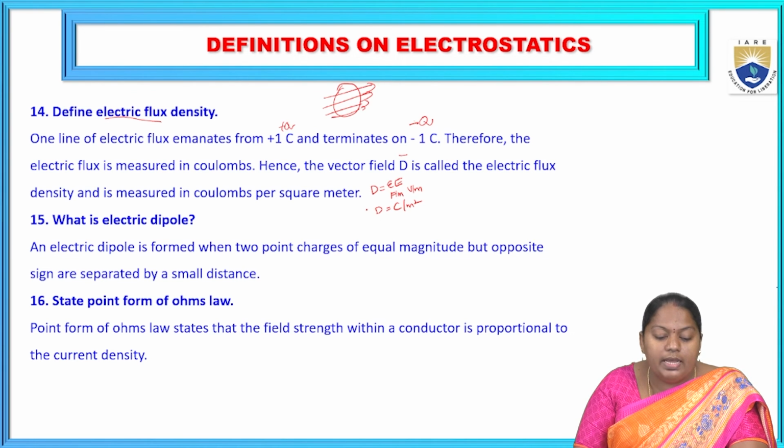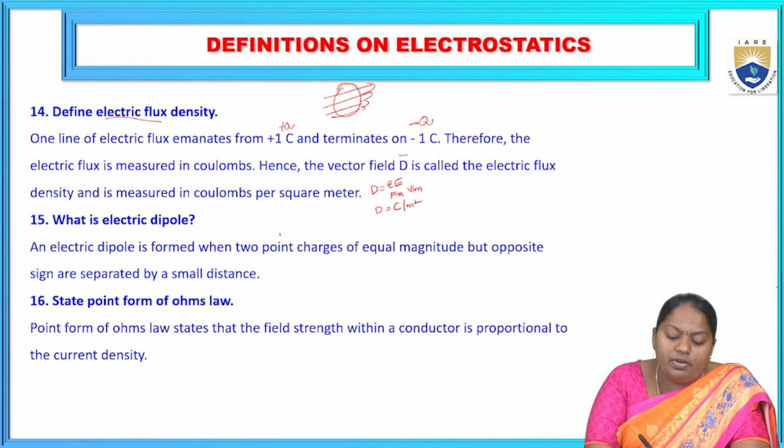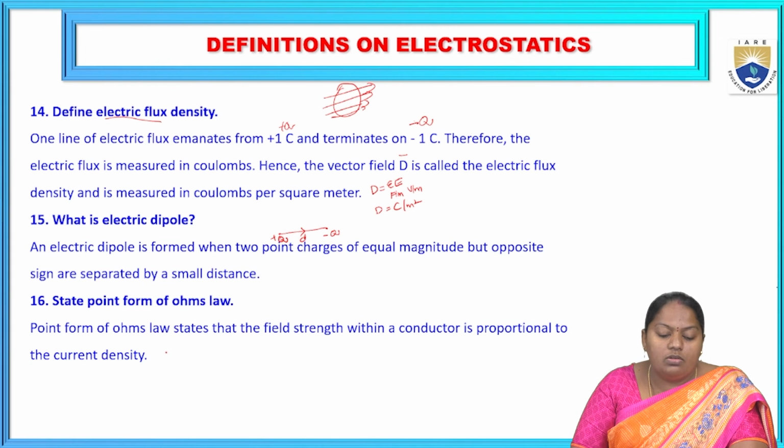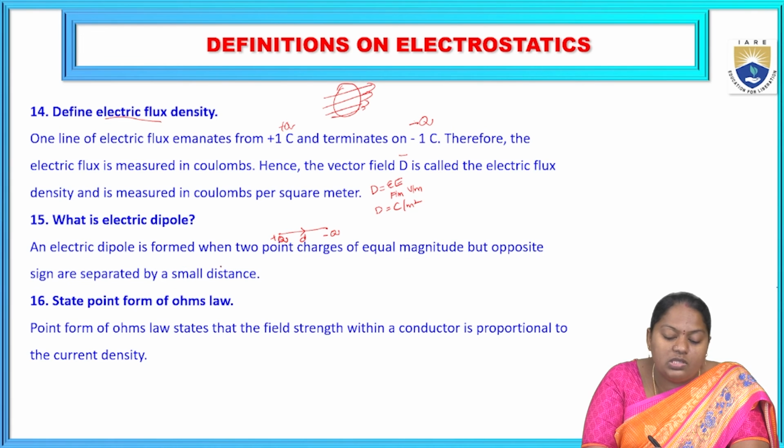Next is, what is an electric dipole? An electric dipole is formed when two point charges of equal magnitude, suppose I have a point charge plus Q, and another point charge located at a particular point represented with minus Q, and these two are separated by a small distance d, then the term is said to be electric dipole. Dipole means two polarities, carrying two charges. An electric dipole is formed when two point charges of equal magnitude but opposite sign are separated by a small distance.